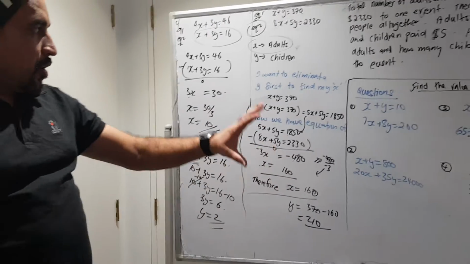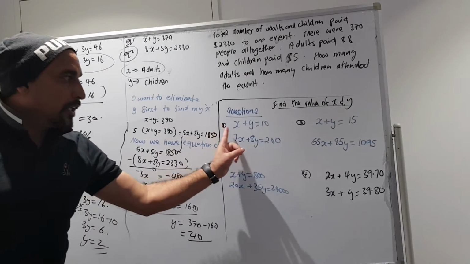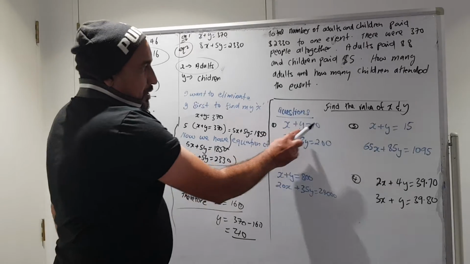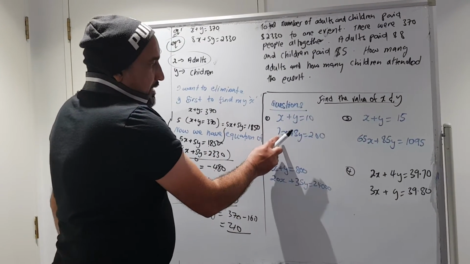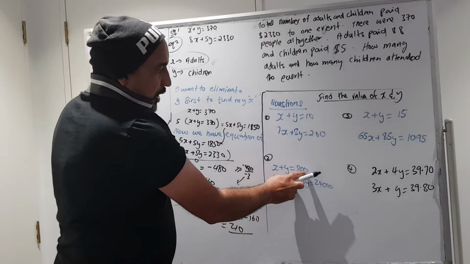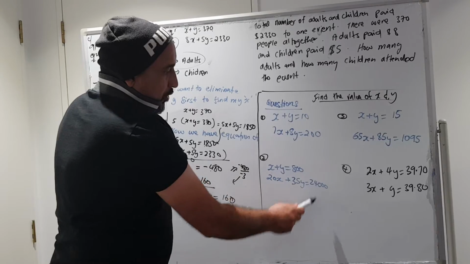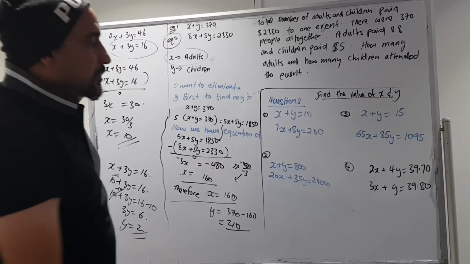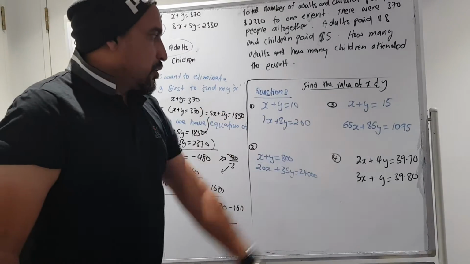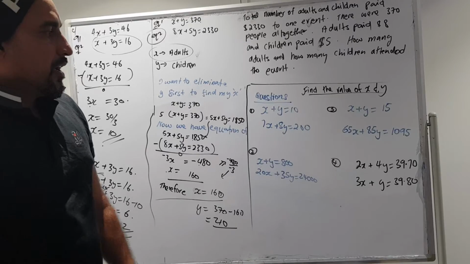Right, guys? Watch this video, go over it again, and do questions number 1, 2, 3, 4. Question number 1 is x plus y equals 10. And this is 7x plus 8y equals 200. Question 2 is x plus y equals 800. And this is 20x plus 35y equals 24,000. Question 3, x plus y equals 15. And the next one is 65x plus 85y equals 1095.